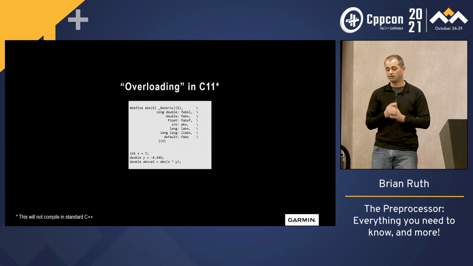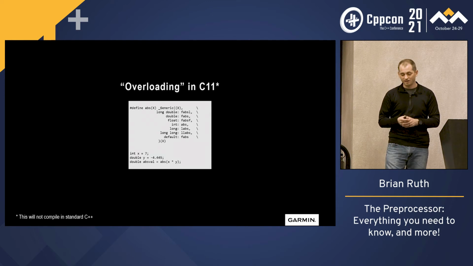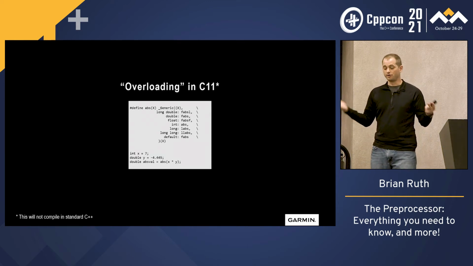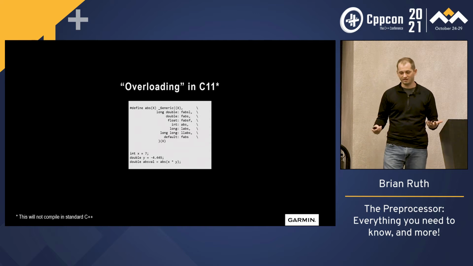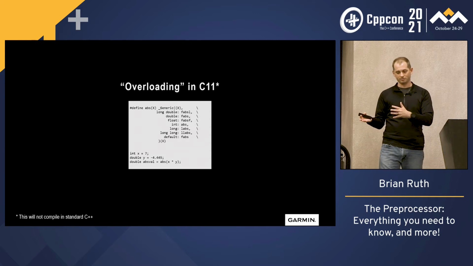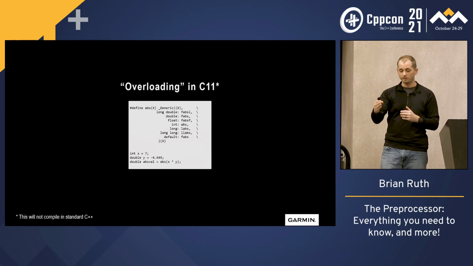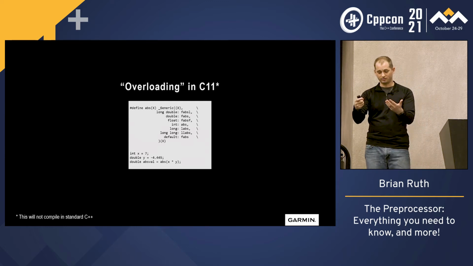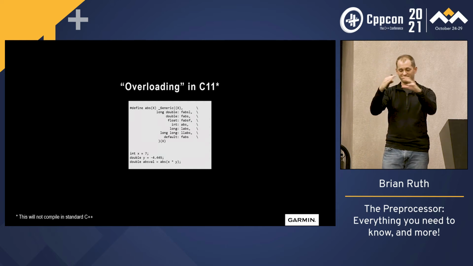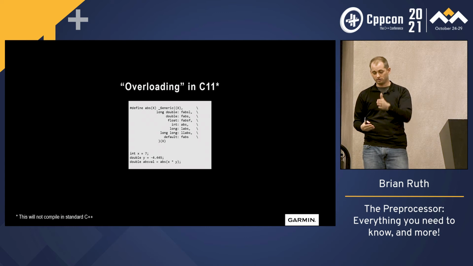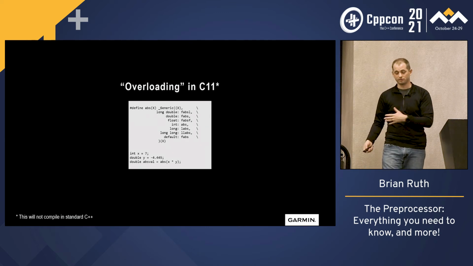Overloading in C. So this is the _Generic. Now this does not compile in any C++ compiler I have tried. It doesn't understand what _Generic is, but what this essentially is, is kind of a switch statement based on what's passed into X there. And it's going to evaluate the expression that is inside that X, and based on the resulting type of that, it's going to go through and select the appropriate function to replace.